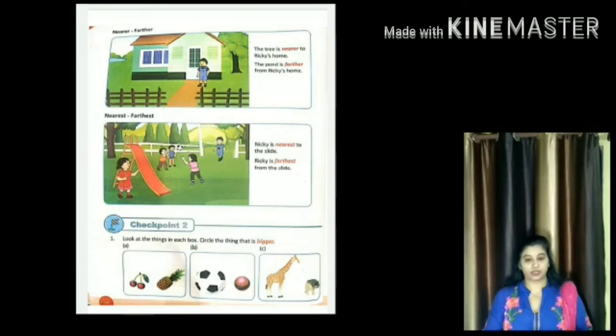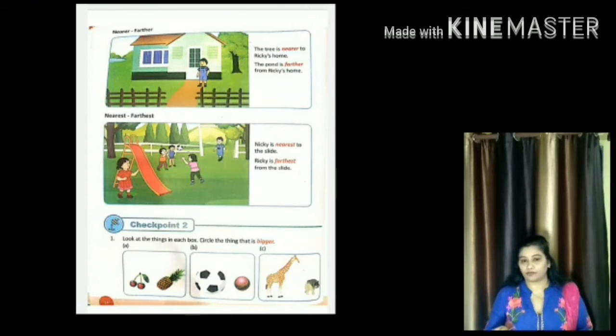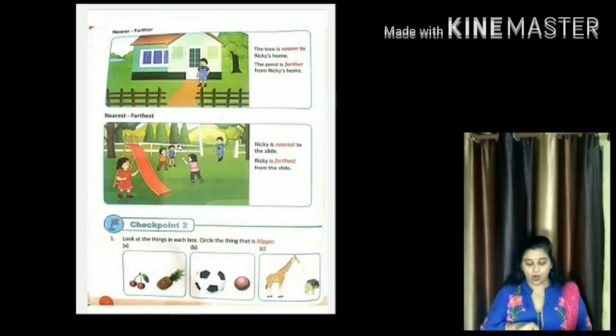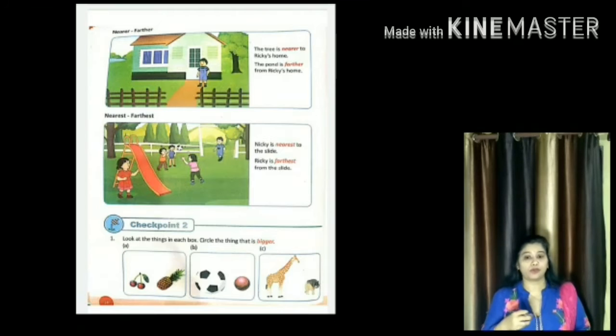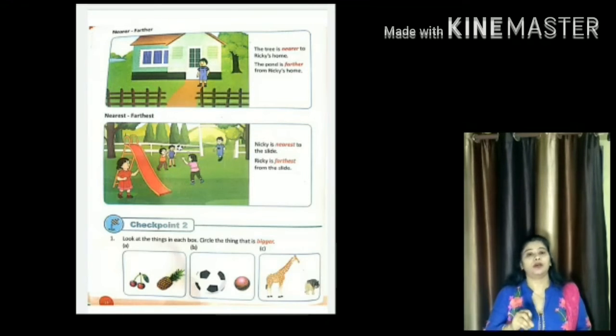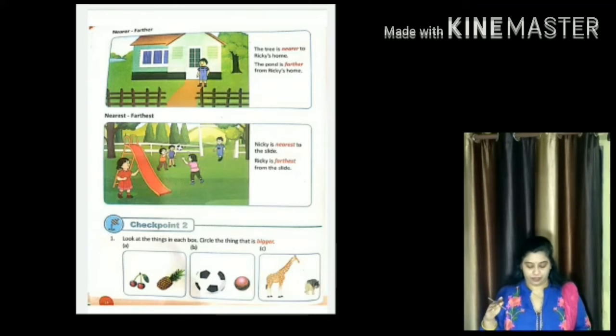Now come to the next picture, nearest and farthest. Here is the picture of a park and Nikki and Ricky are playing. Look children, Nikki is standing near the slide and one boy is there outside of the park. This is Ricky. So who is the nearest to the slide? Means close to the slide. Nikki is close to the slide. That's why Nikki is nearest to the slide. But Ricky is the farthest from the slide.